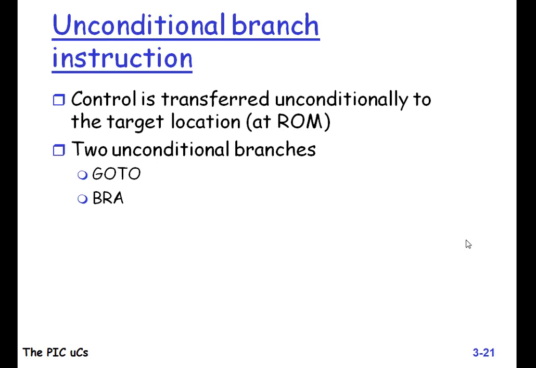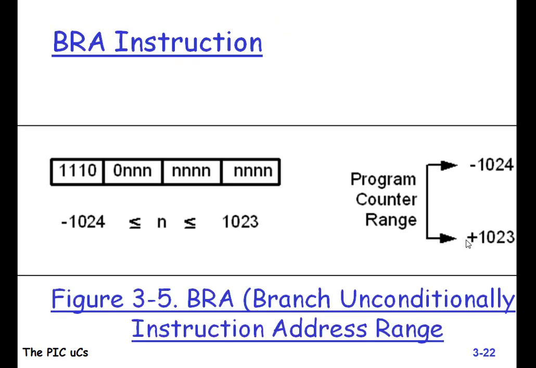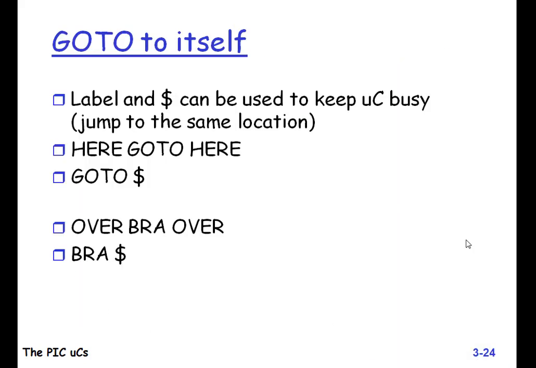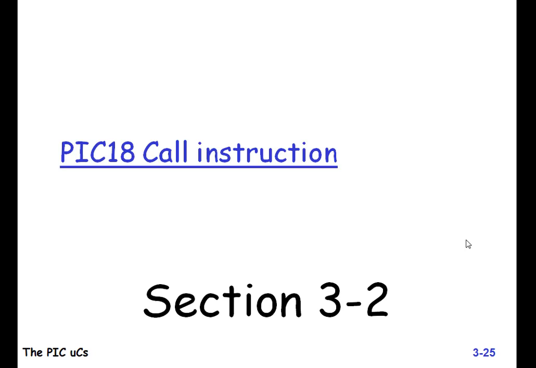Unconditional branch instructions, these are GOTO and BR instructions. BR instructions, their formats and how they work, and their syntax is given. This is the interface of MicroC, in which the branch instruction works forward and backward. GOTO to itself is a label and can be used to keep MicroC busy. Jump from the same location here to here, GOTO. These are some syntax which tell us about GOTO in MicroC.